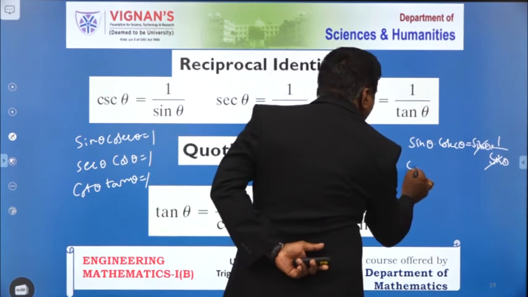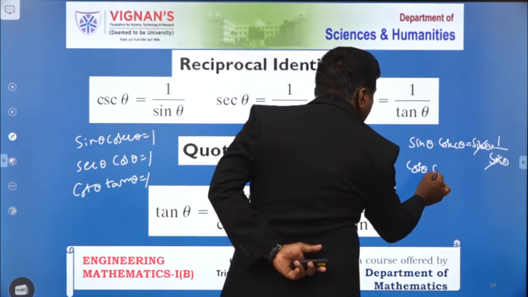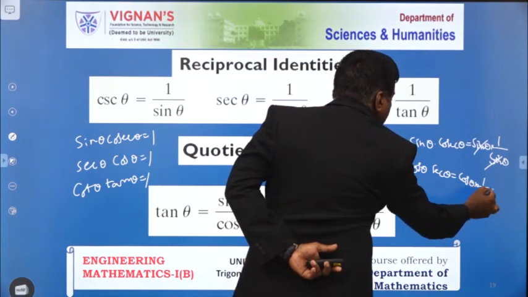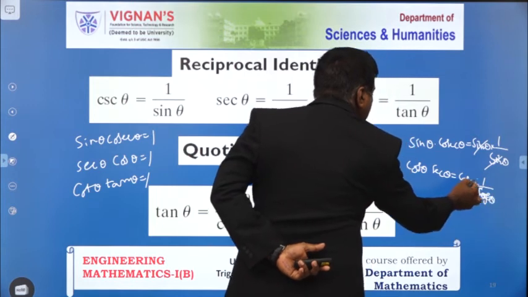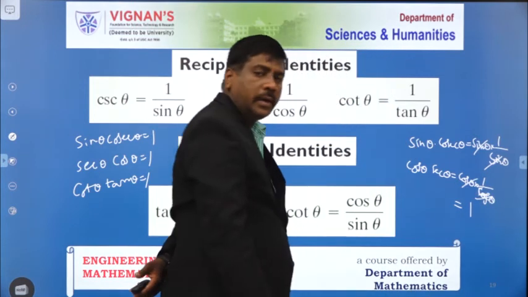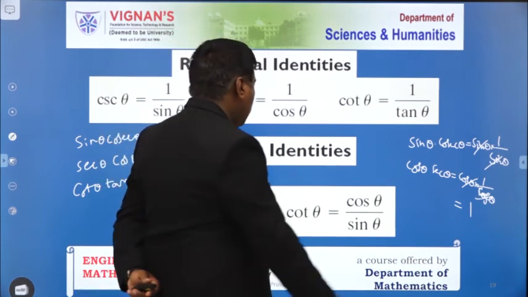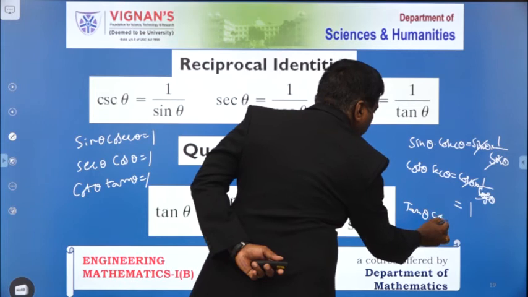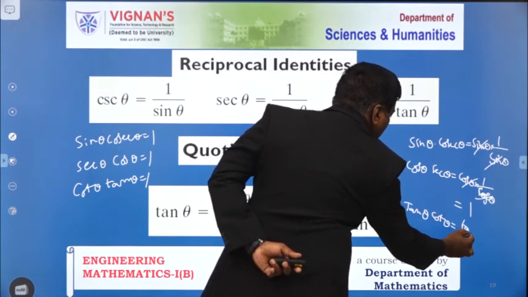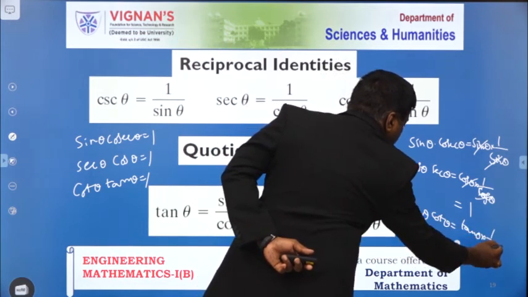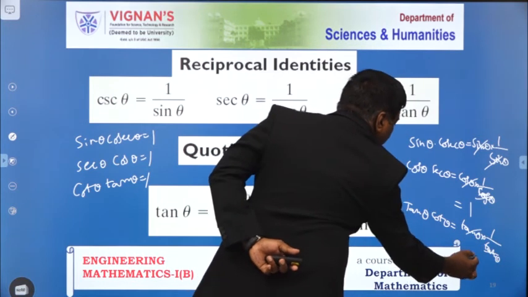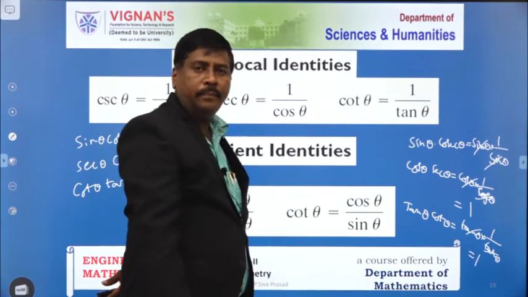Similarly, cos theta into secant theta is equal to cos theta into, here I have to write secant theta as 1 by cos theta. Here cos theta in both are cancelled, that is equal to 1 again. Similarly, tan theta into cot theta, I have to write cot theta as 1 by tan theta. So here tan theta in both are cancelled, that is equal to 1.